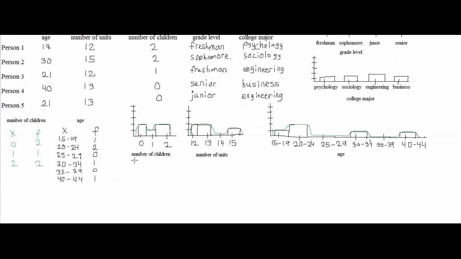So we need to make an x-axis and a y-axis to make a scatter plot. And we need to put one of our variables on the x-axis and one of our variables on the y-axis. It's really up to us which variable we want to put on the x-axis and which variable we want to put on the y-axis. Usually variables that have to do with amounts of time go on the x-axis, so we'll put age on the x-axis and number of units on the y-axis.